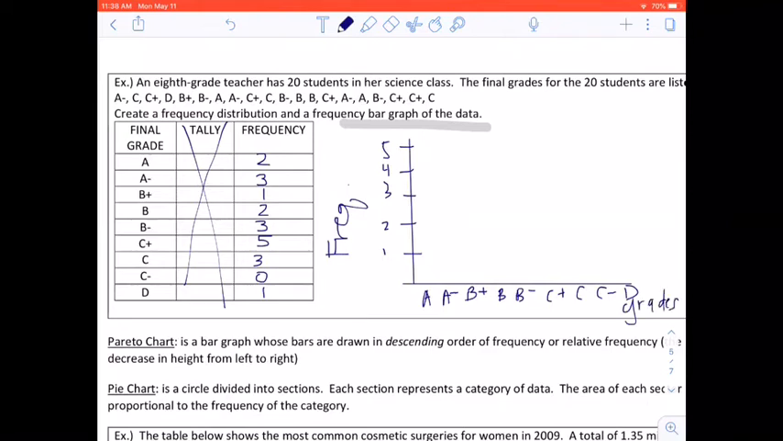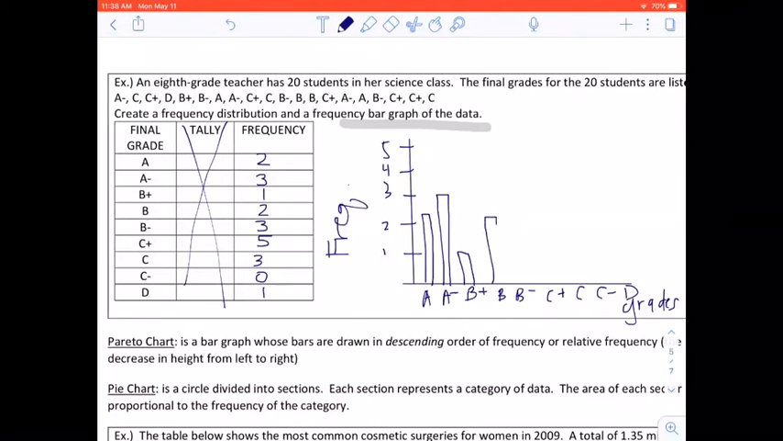So for A, we have 2. And for A minus, we have 3. Again, do the best you can. B plus, there is 1. And if you notice, there's spaces left between these. The rectangles are supposed to be equal width, and the spaces should also be equal too. You know, it's difficult to do by hand.